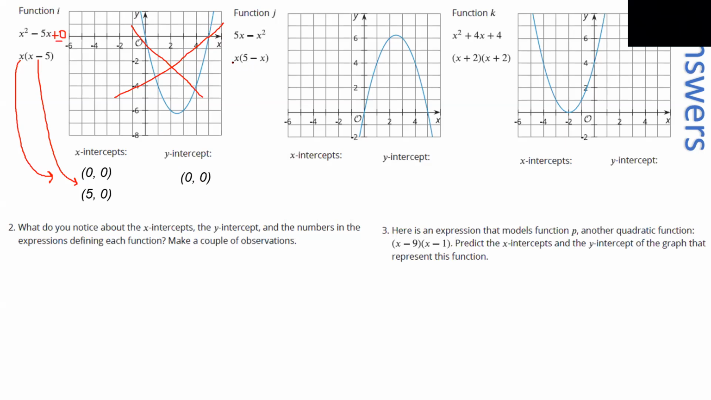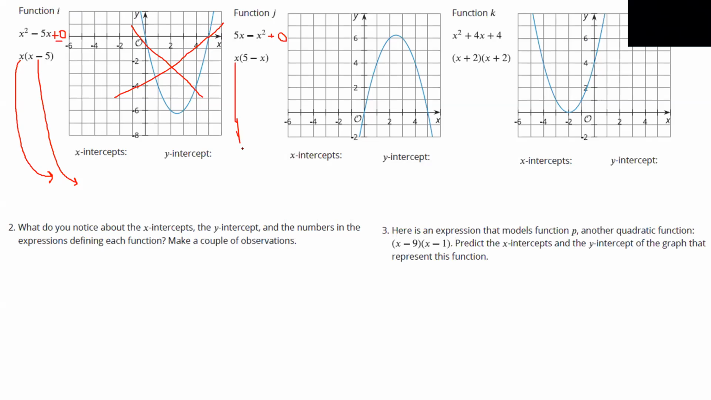And similarly, in this case, we don't have the third term that goes here. So my y-intercept would be (0, 0). But this one is a little bit tricky because here they switched it to 5 minus x. Normally it would say x minus 5, but they switched it around.